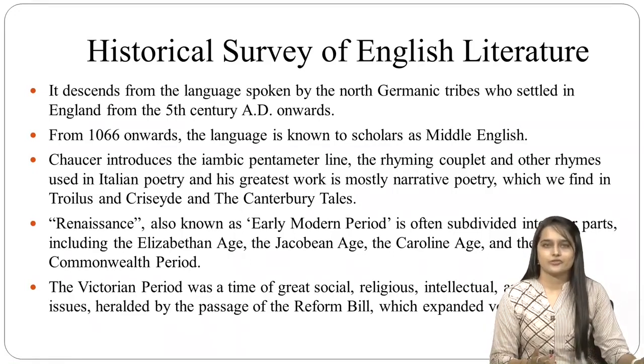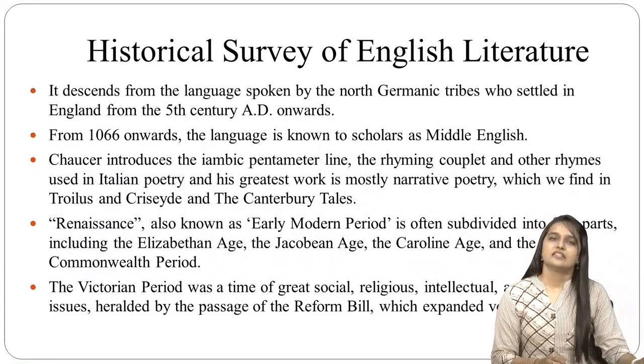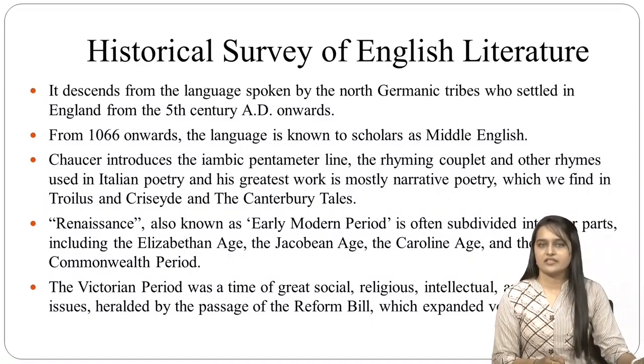Renaissance, also known as early modern period, is often subdivided into four parts, including the Elizabethan age, the Jacobean age, the Caroline age, and the Commonwealth period. The neoclassical period is also subdivided into ages, including the Restoration, the Augustan age, and the age of sensibility.